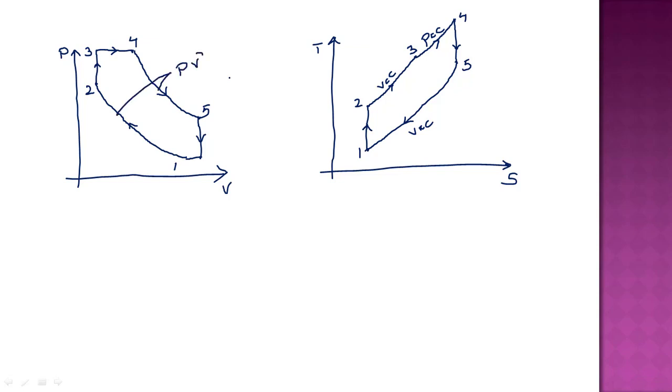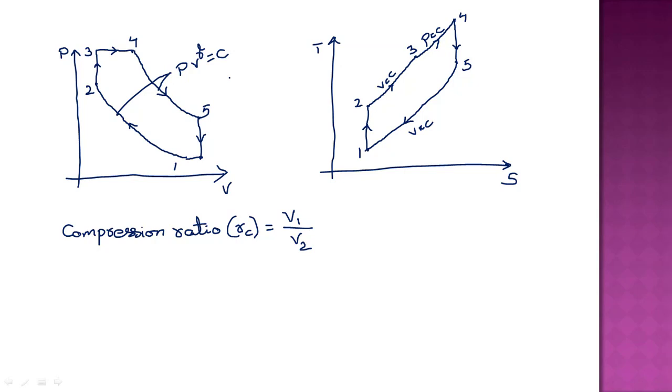Now here we need to come across some ratios. The first one is compression ratio. Compression ratio is denoted by r_c, which is volume at the beginning of compression by volume at the end of compression. So V1 by V2. Volume at the beginning of compression is V1 and at the end of compression is V2. So compression ratio is V1 by V2.